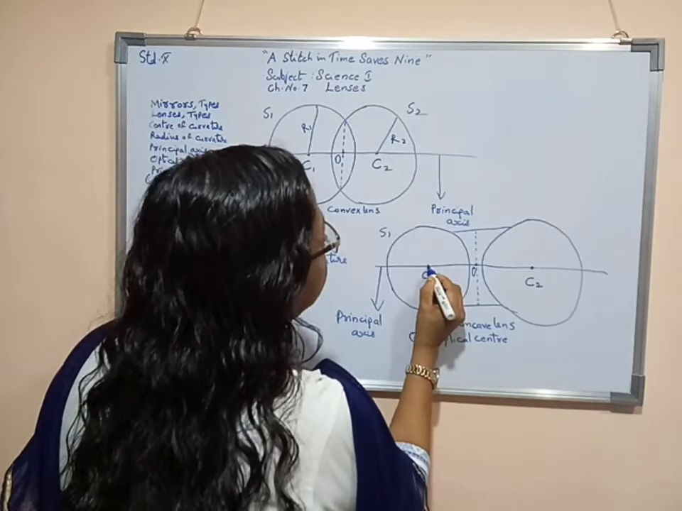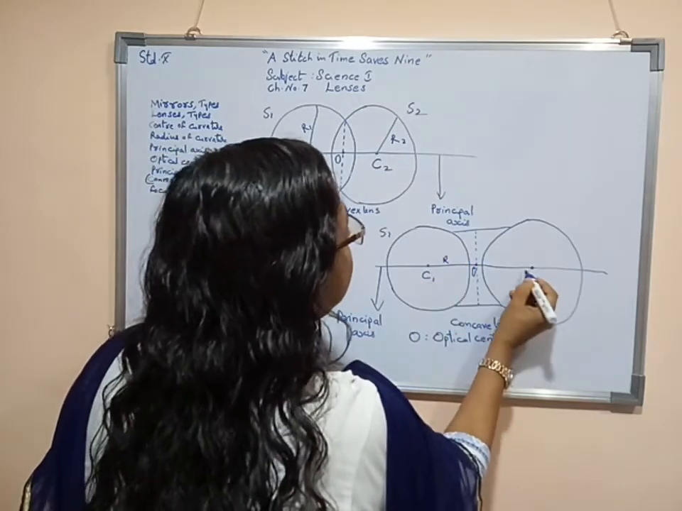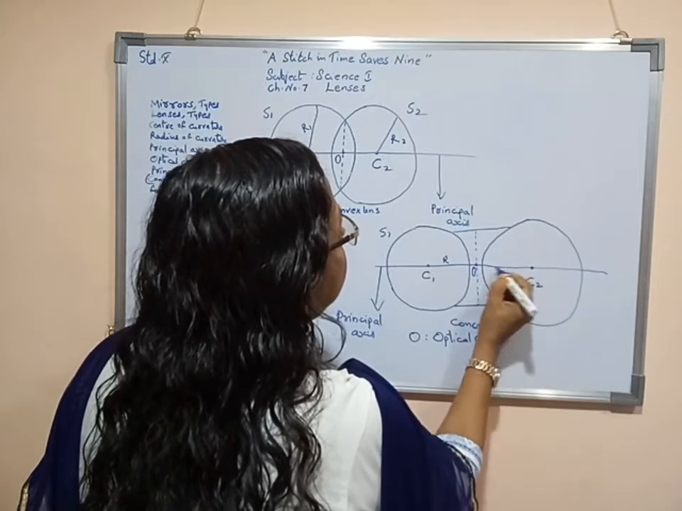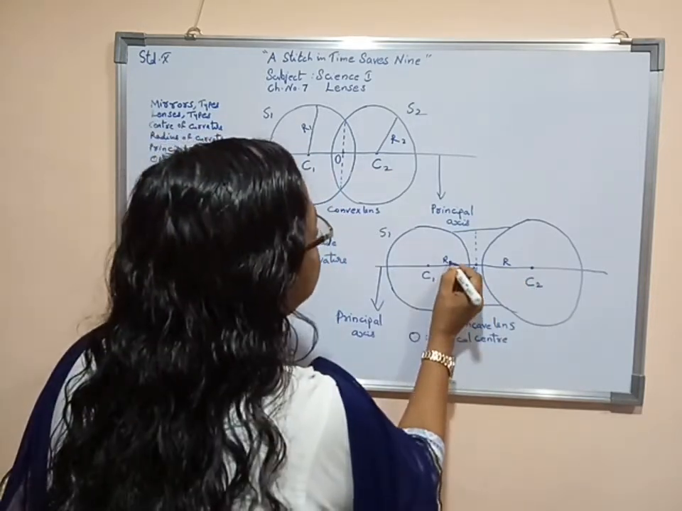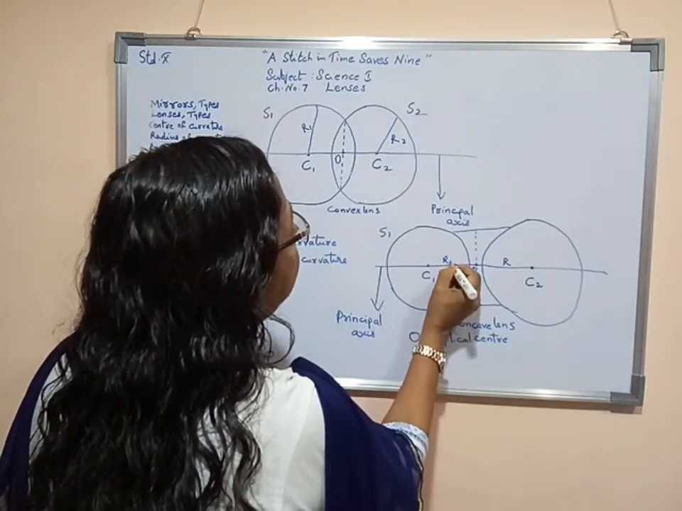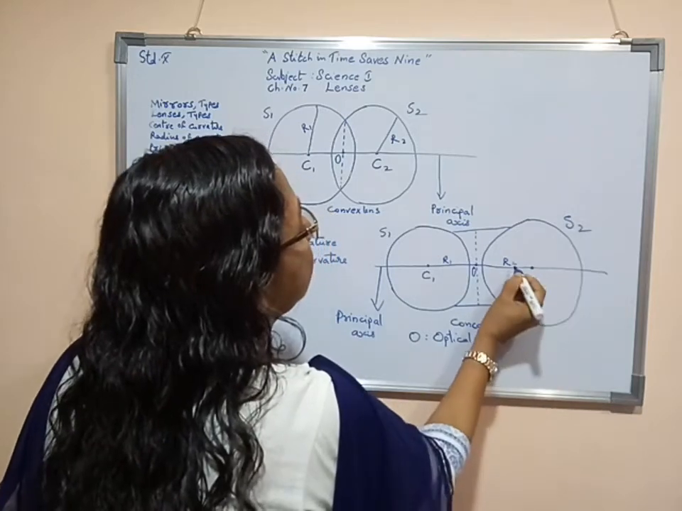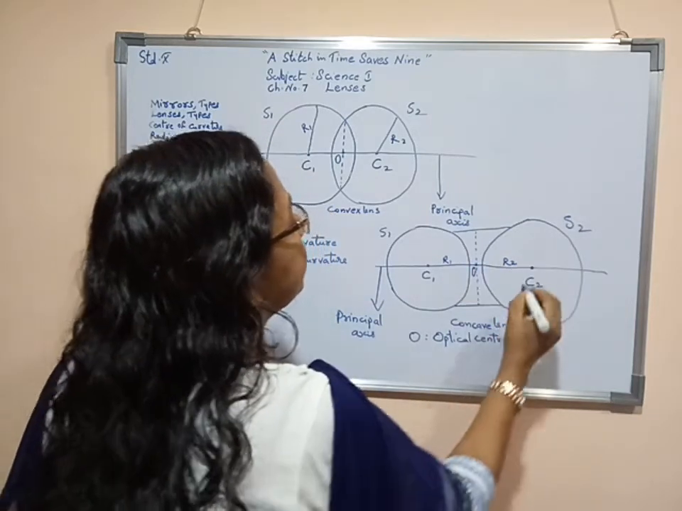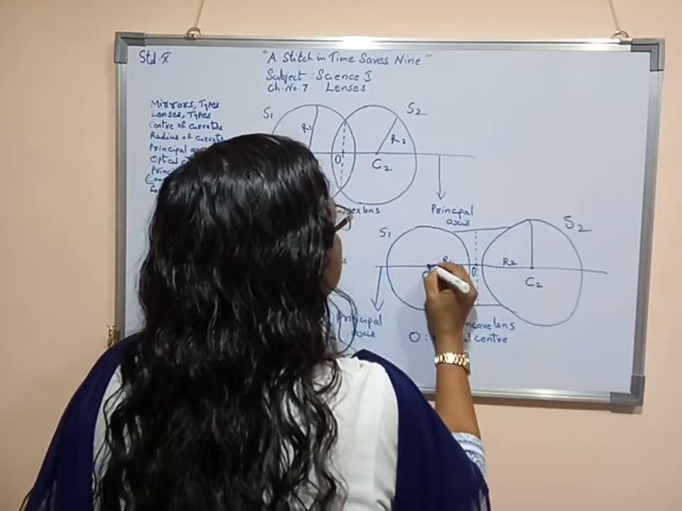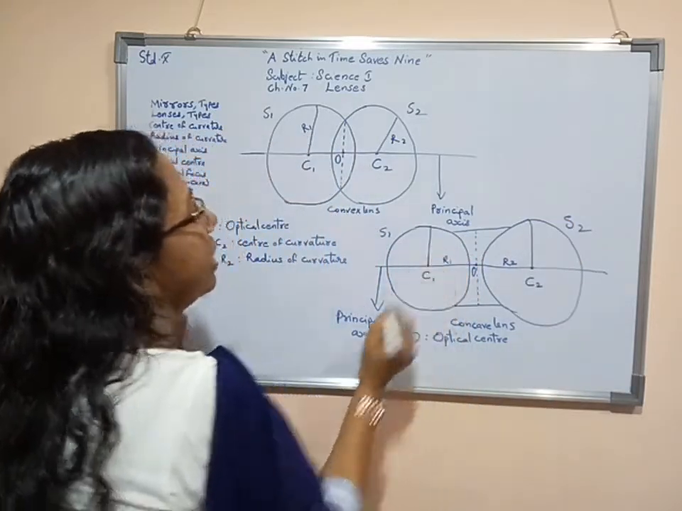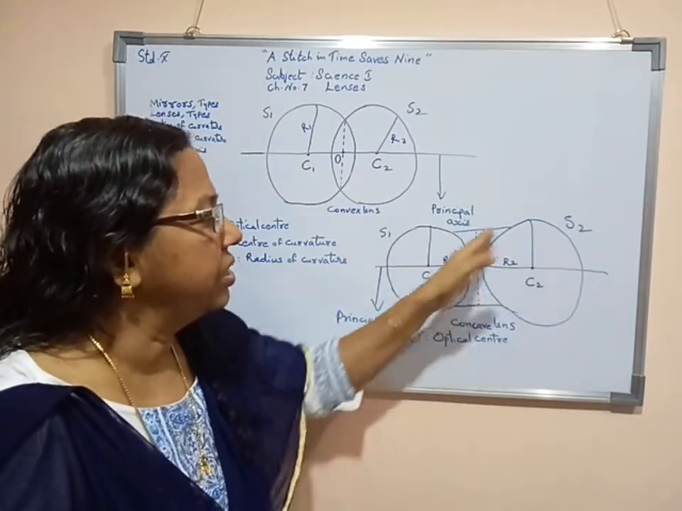Again, from here till here, how much length is there? We can say the radius of curvature. From here till here, how much length is there? This again we can say is the radius of curvature. This is the S1 sphere, its part, then R1. This is the S2 sphere, its part, then I am writing R2 radius. If you draw the line from here towards here, these are all counted as the radius of the sphere.